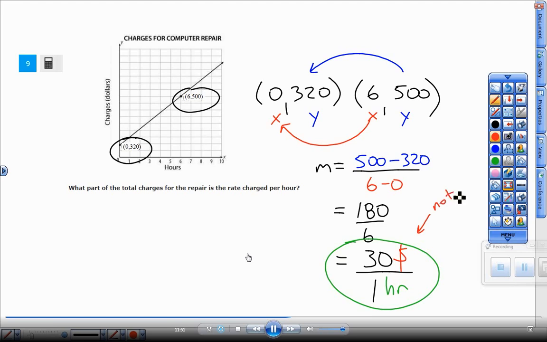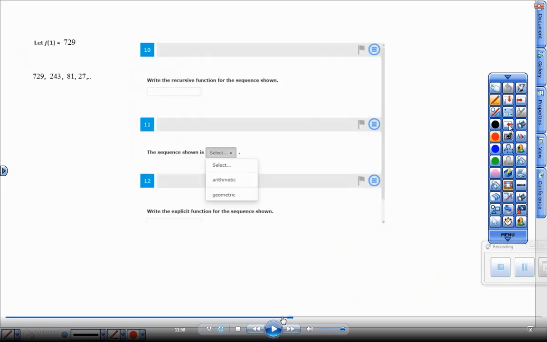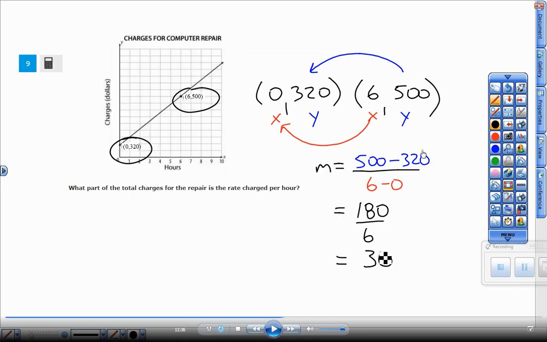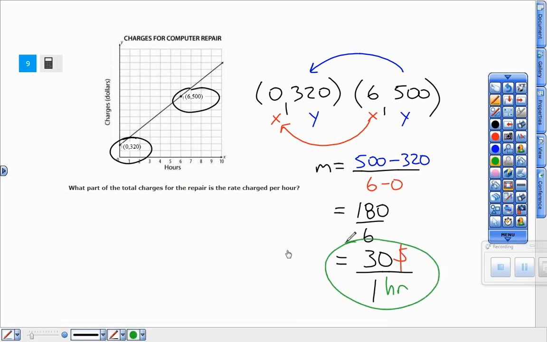And again, a key sentence would be to subtract the numbers in the same order. Or you could say, make sure to subtract the y coordinates up high and the x coordinates on the bottom. Or you could say, make sure to include the proper units at the end and get it down to your base unit rate. This is not a unit rate. Unit rate is $30 over 1. You need that over 1 for the unit rate. $30 for every 1 hour.